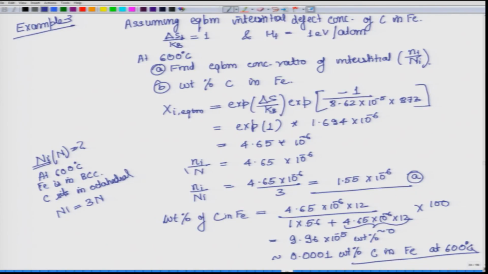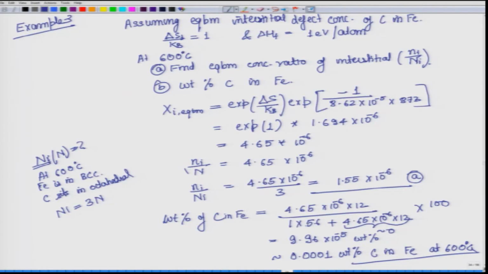So, this is the equilibrium interstitial concentration that will exist, and these numbers are not the exact values, the numbers that you have been given, delta SF by Kb and delta HF, but they give us very close to what is the real concentration value. We know that in Fe at 600 degrees Celsius in the ferrite form, the concentration of carbon in Fe is very small, and which is also what we get over here.